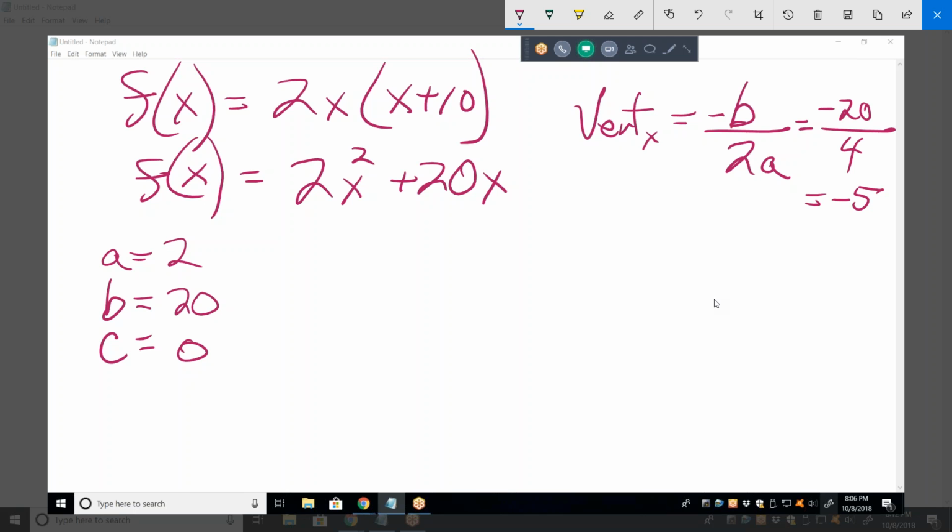So, the vertex, start right here. Now, that's the x coordinate of the vertex. What do we have to do next? We have to substitute to get the y coordinate. What do we do? Substitute the x for negative 5. Okay, so now that's 2 times negative 5 squared plus 20 times negative 5.